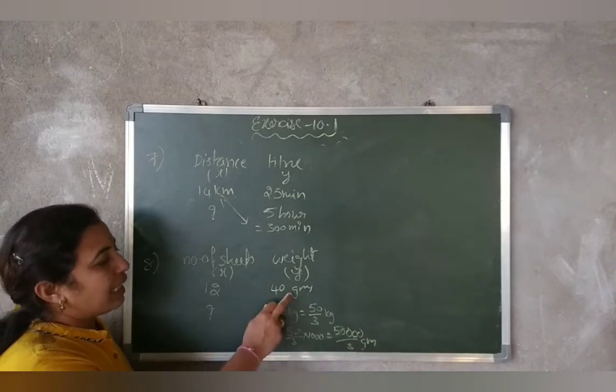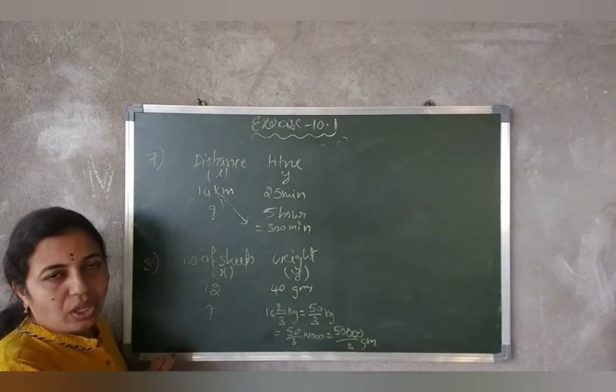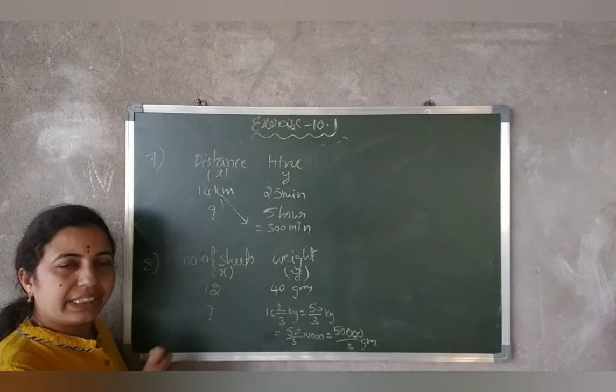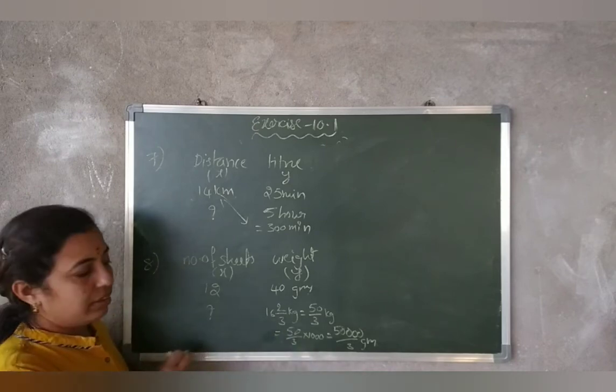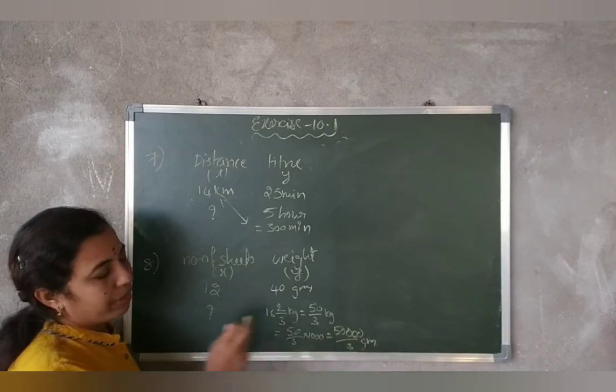This is in grams and this is in kgs, so convert that into grams. 1 kg is equal to 1000 grams. So 50 by 3 into 1000. 50 into 1000 means 50,000 by 3 grams.